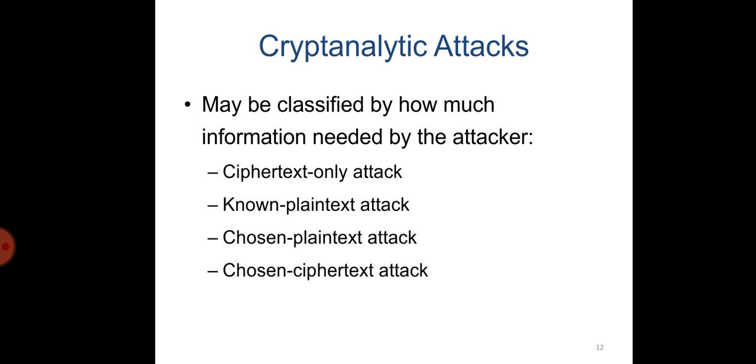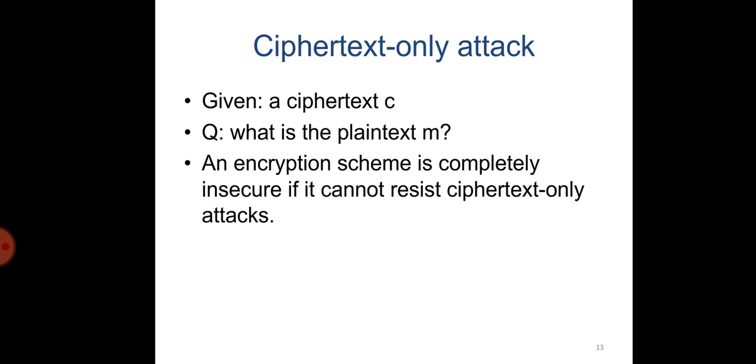And the next one is the cryptanalysis attack. It may be classified by how much information is needed by the attacker: ciphertext only attack, known plain text attack, chosen plain text attack, chosen ciphertext attack. Ciphertext only attack. Given a ciphertext C. Question: what is the plain text M?